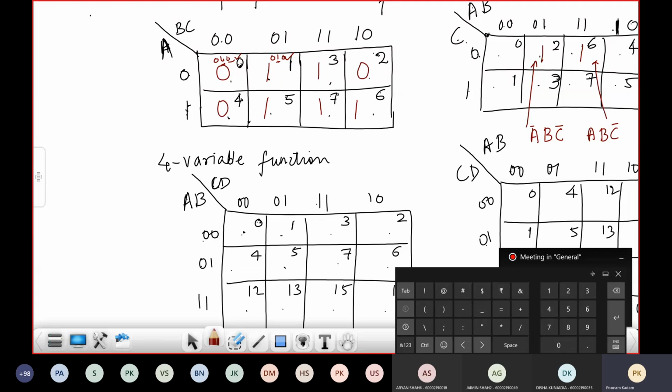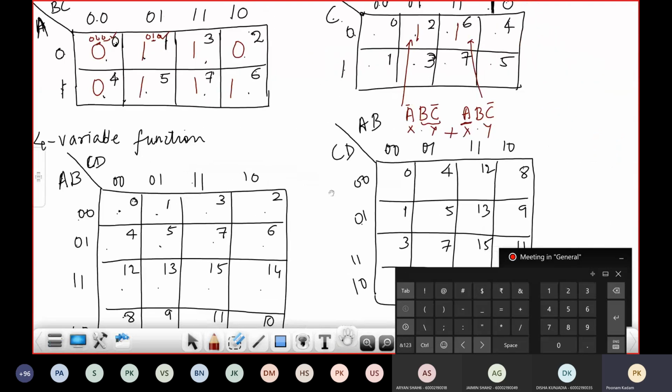Can we apply the combining theorem? Yes, we can apply the combining theorem. You see, it is in this form. This is X, this is Y. This is X bar, and this is Y. You see, X dot Y plus X bar dot Y. So what will you get? You will get Y, isn't it?